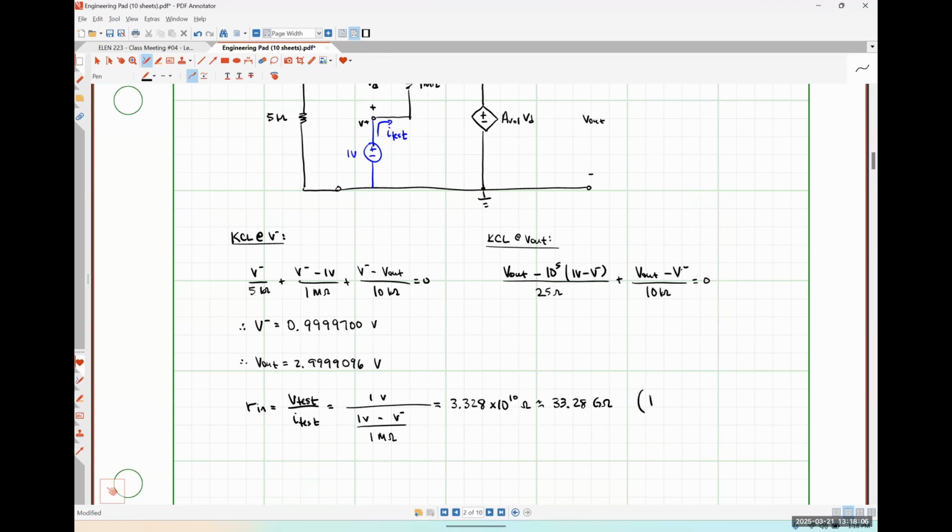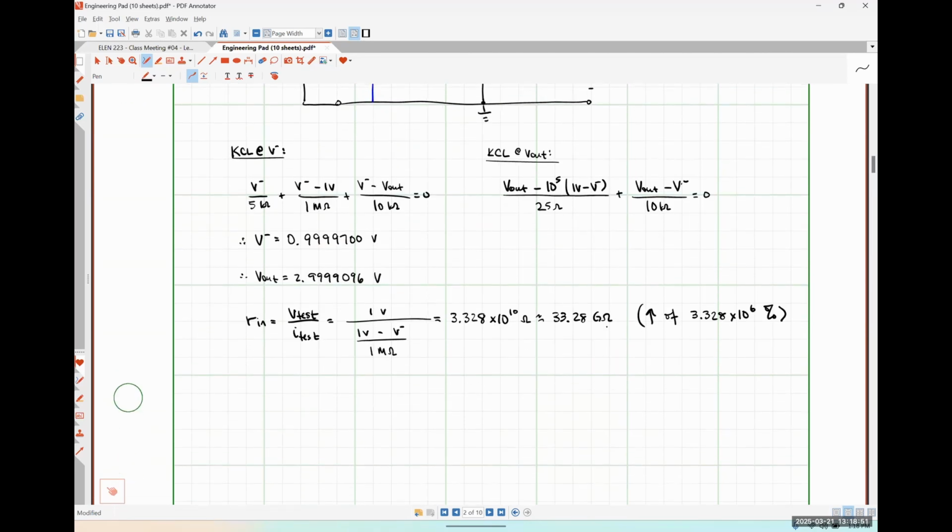So I had an increase of 3.328 times 10 to the 6% in my input resistance by applying negative feedback. What does that input resistance with feedback, how would we characterize that? Damn near infinite, right? We know that for an ideal op-amp circuit, we should be having effectively an infinite input impedance.